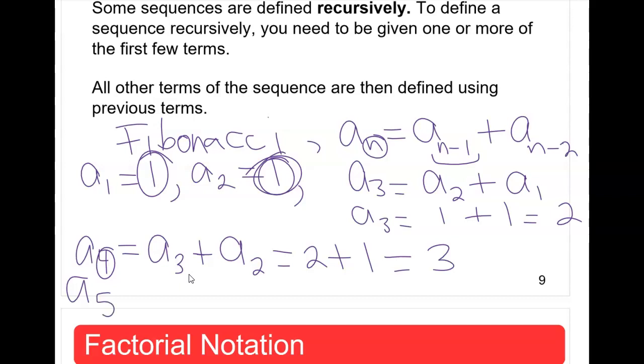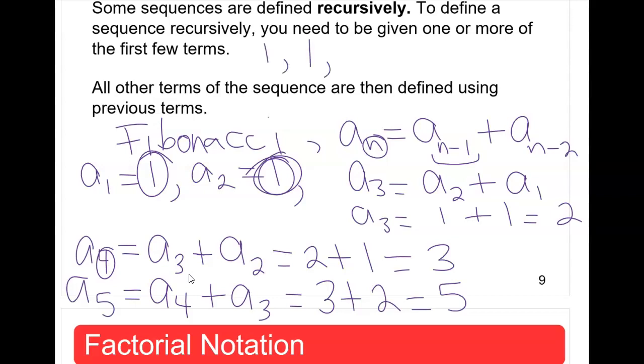Now if I want to find a sub 5, it will be the previous 2 terms, so a sub 4 plus a sub 3. And with that, we will get 3 plus 2, which is equal to 5. And so if we wanted to list the first 5 Fibonacci numbers, it will be 1, 1, 2, 3, and 5. And let's say I want to list another two more. The next one is going to be the addition of 3 plus 5, which will be not 7, but 8, sorry. And then the next one will be the addition of 5 plus 8, which will be 13.